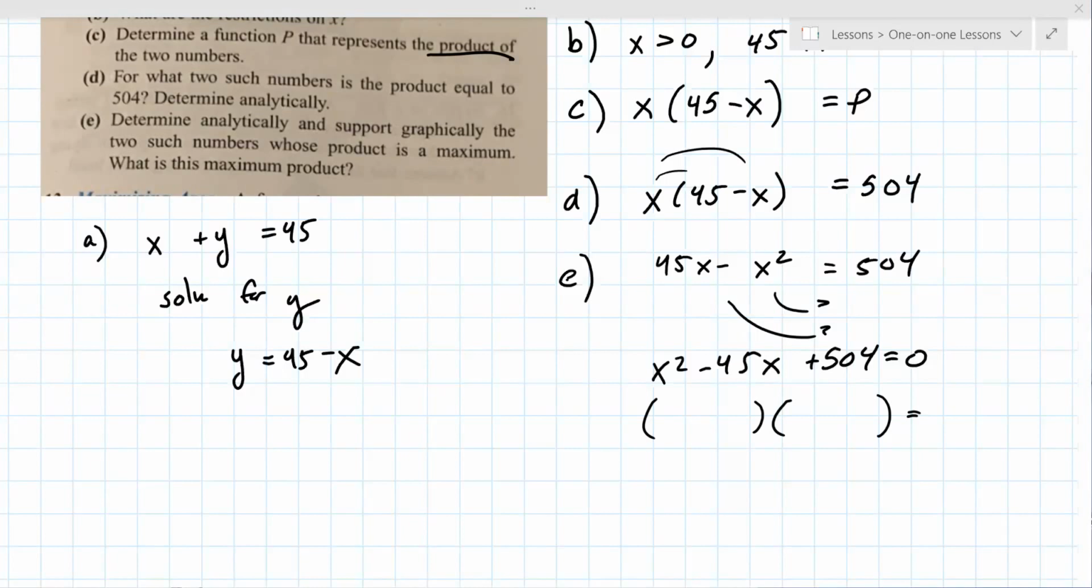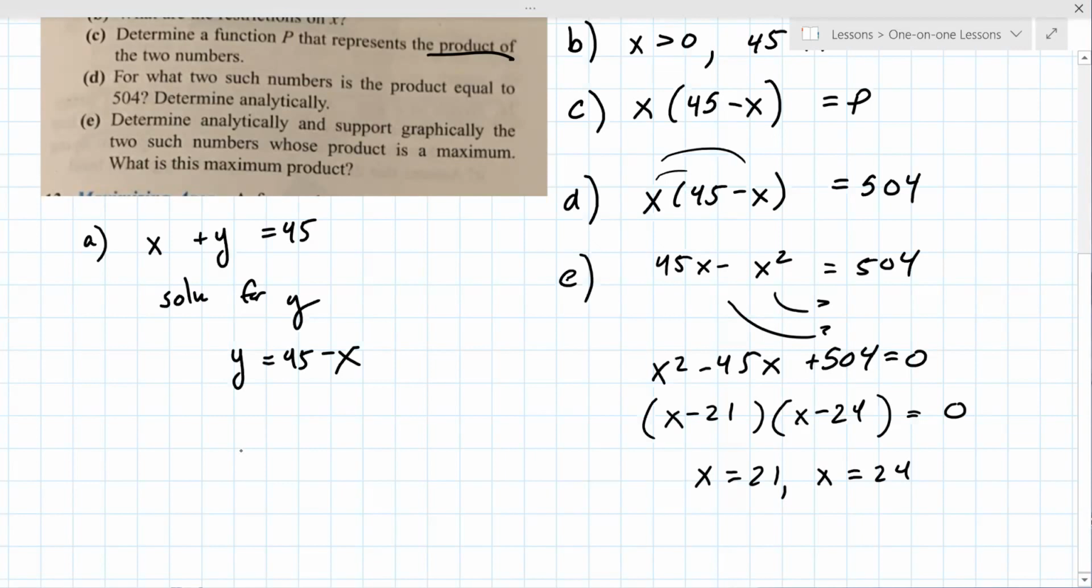You can use the quadratic formula, but you're basically trying to figure out the two numbers that get you to 504. And we'll see if I can just come up with those quickly here. Okay, so 21 and 24. Mm-hmm. All right. So that means that x can be 21 or x can be 24. And this is the final answer.